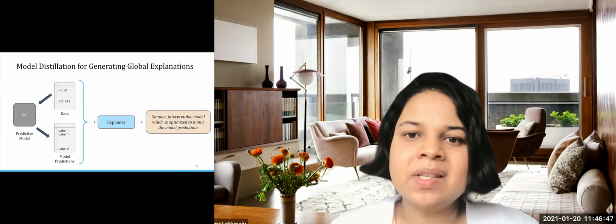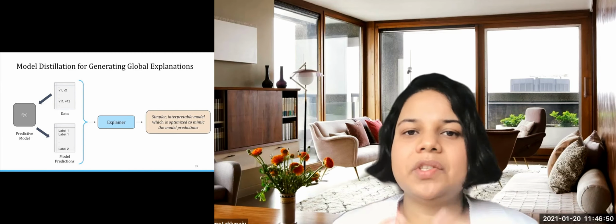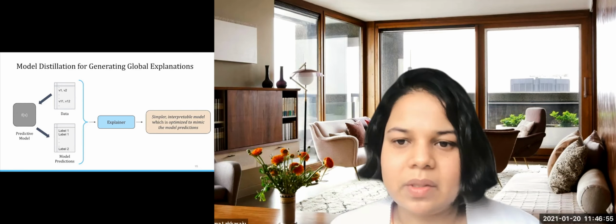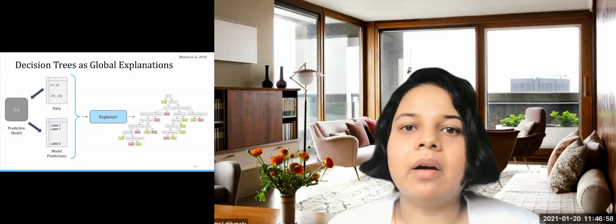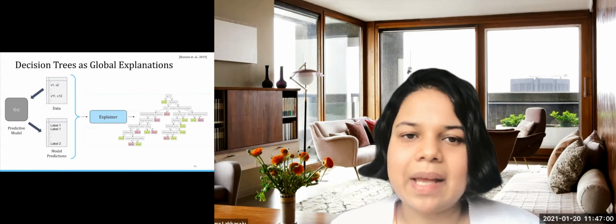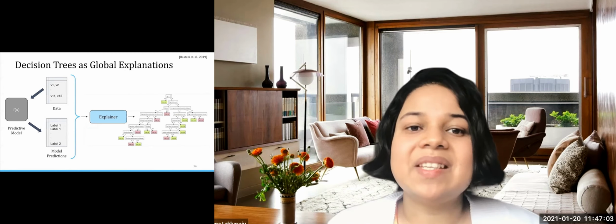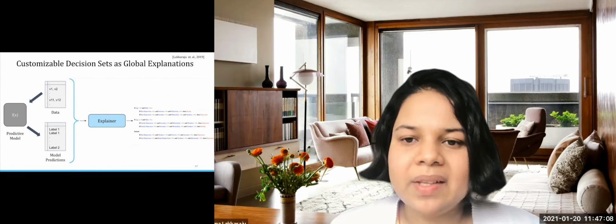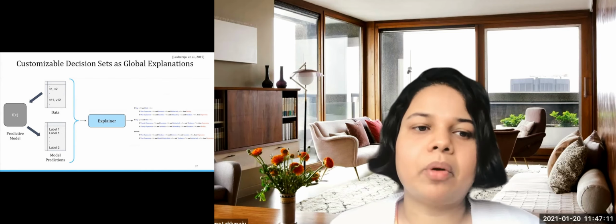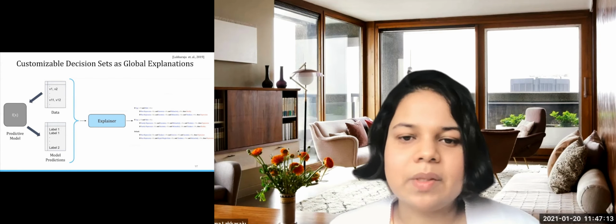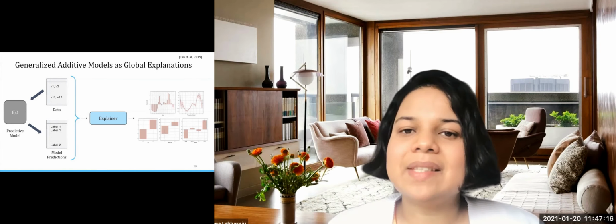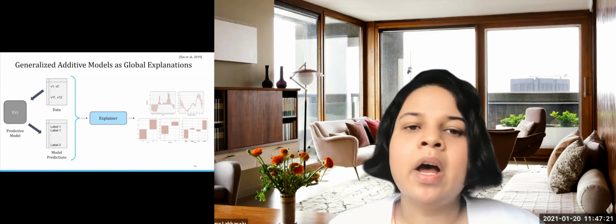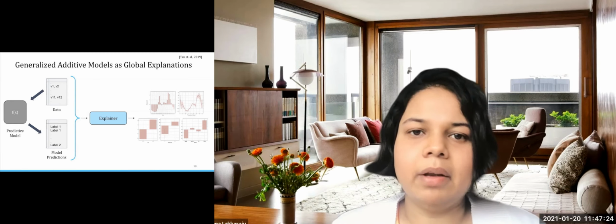Okay, in some sense, the idea of model distillation is to construct a simpler model which can approximate the behavior of this complex model. And people have come up with different techniques to do this. For example, there has been work that uses decision trees to approximate the behavior of black box models. There has also been some work on using decision sets to approximate the behavior of complex models using model distillation. And similarly, there has been literature which proposes using generalized additive models to approximate the behavior of any given black box.